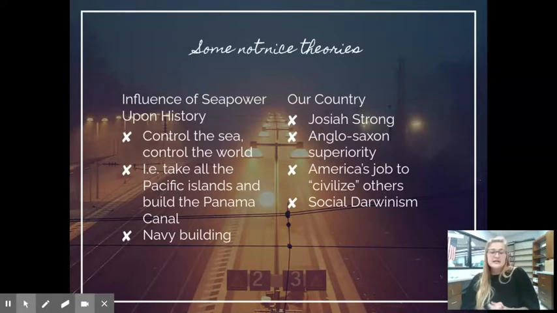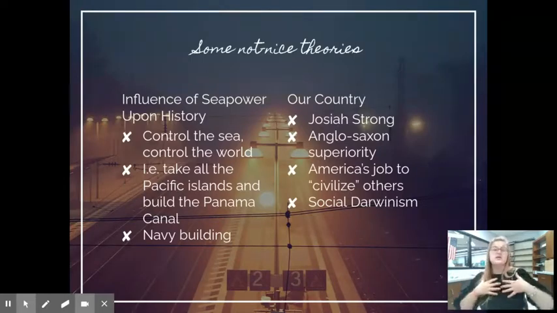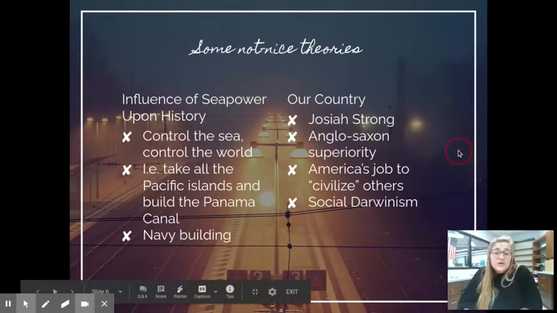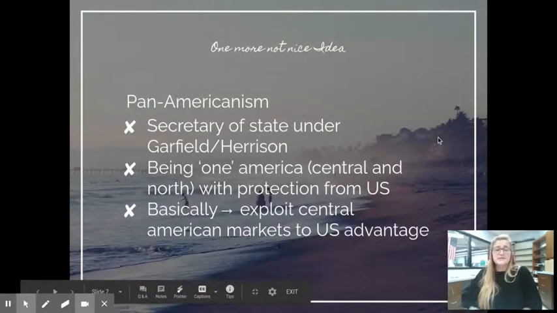So it's kind of seen as the idea of social Darwinism. We have survived and become the best, and so we must civilize the rest of the backwards world. And these were popular books at the time. People bought into those things.